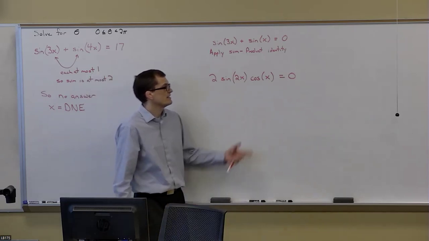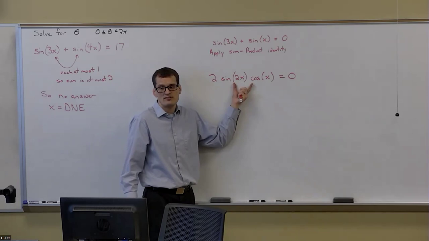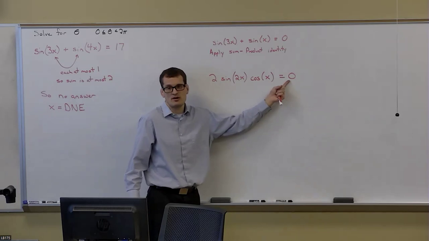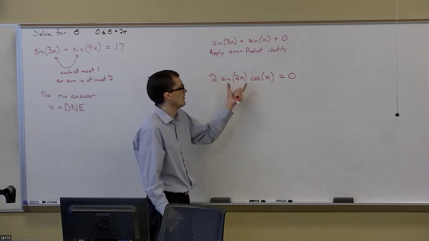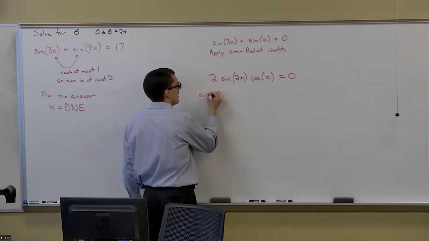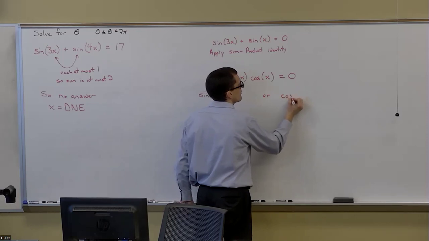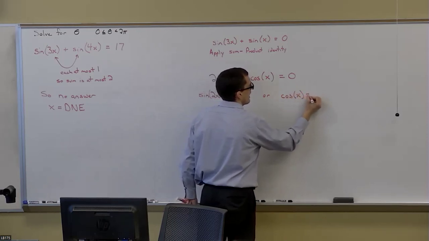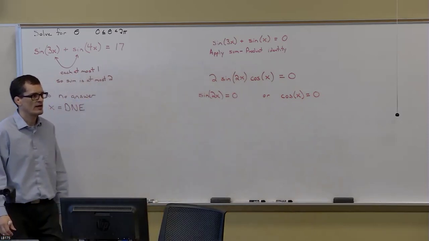And this is something that might not look pretty right now, but I have things that are being multiplied to give me 0. So in this special instance, I can say, well, that means either the sine of 2x has to be 0, or the cosine of x has to be 0. And I know when those things are 0, right?